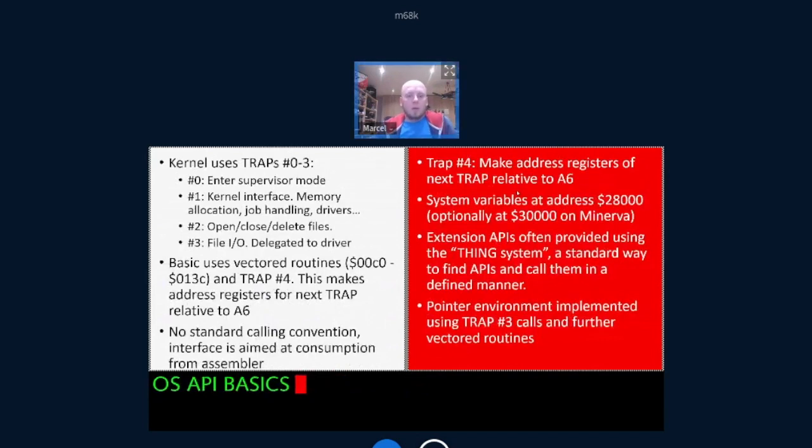Some basic OS API definitions. The kernel uses the traps 0 through 3. 0 is just enter supervisor mode and do whatever you want. Number one was the kernel interface to allocate memory, create new jobs, delete jobs, link in a new driver or polled routine or scheduler routine, everything that's basically kernel based. Number two is file open, close, delete, and number three is the whole of file IO. And the good thing there is that the whole file IO is delegated to the driver, so it's the only trap that can actually be replaced by more advanced code, because it's not in ROM. All the others are hard coded in ROM. You can't do much there, but number three can be extended without limits.